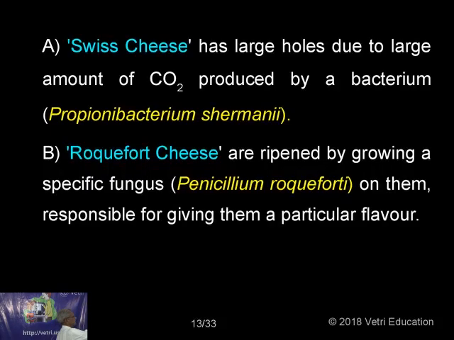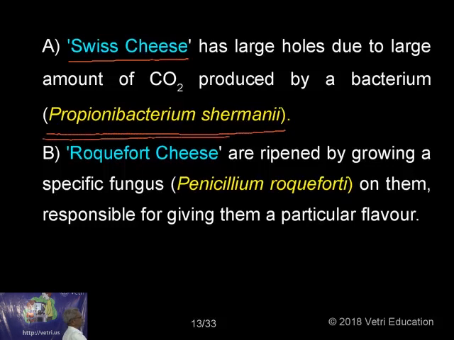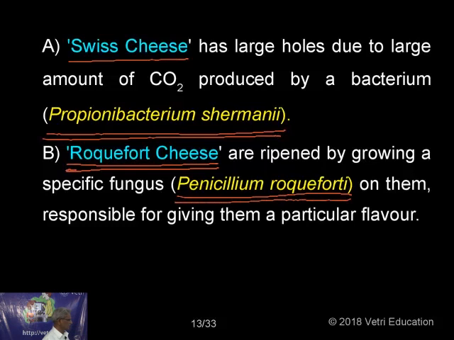Then Swiss cheese has large holes due to the large amount of carbon dioxide produced by a bacterium called Propionibacterium shermanii. Okay, this is the bacterium involved here. Then Roquefort cheese, different types of cheeses are available in the market. They are ripened by growing a specific fungus called Penicillium roqueforti on them, responsible for giving them a particular flavor.